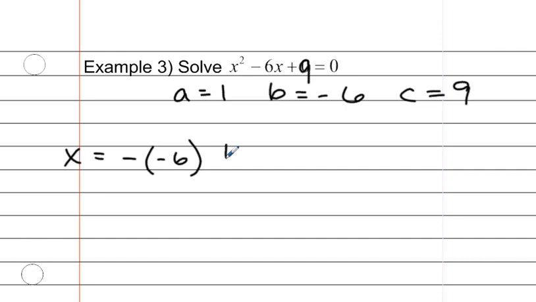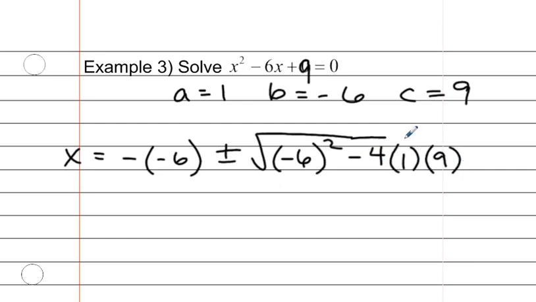Then plus or minus the square root of b squared. Here's where you need to make sure your b is in parentheses, because negative 6 in parentheses squared will actually end up being positive 36. So that's why parentheses are very important. Minus 4 times a times c, all divided by 2a.